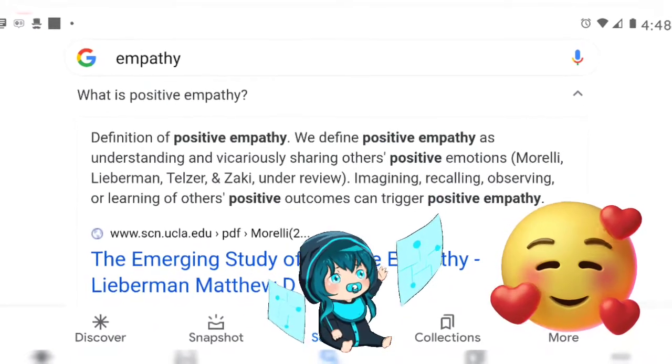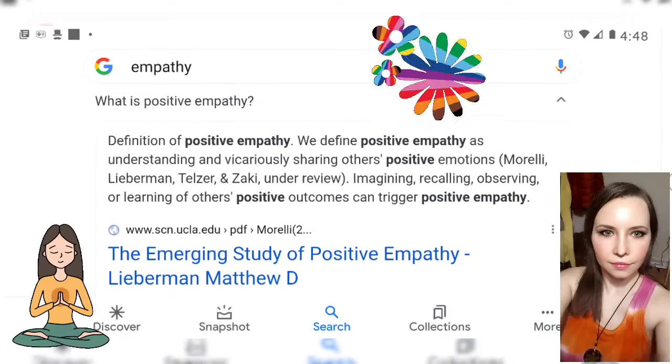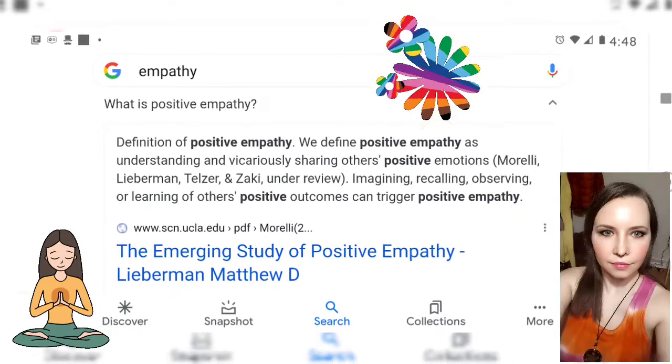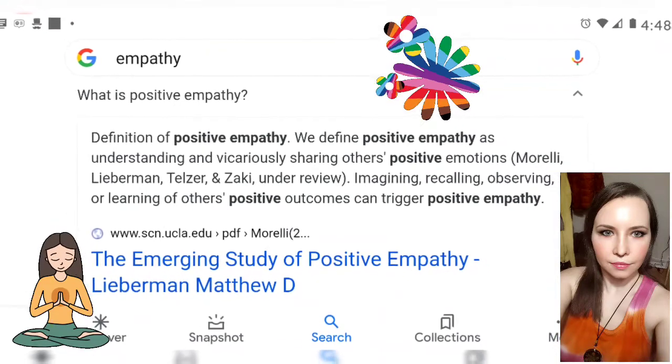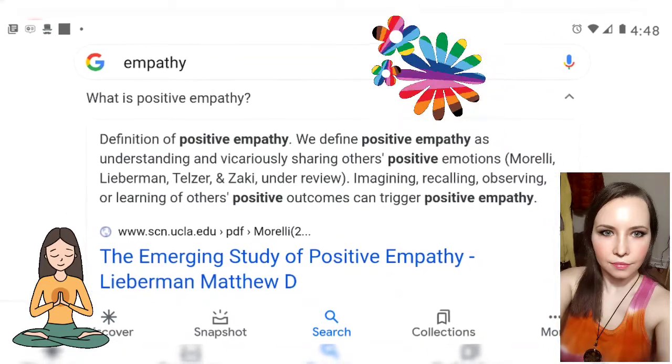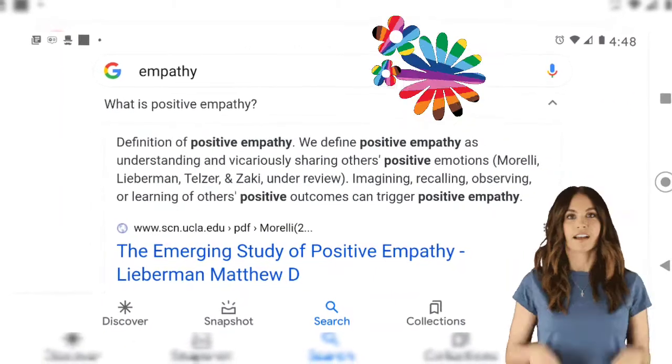What is positive empathy? Definition of positive empathy. We define positive empathy as understanding and vicariously sharing others' positive emotions. Imagining, recalling, observing, or learning of others' positive outcomes can trigger positive empathy.